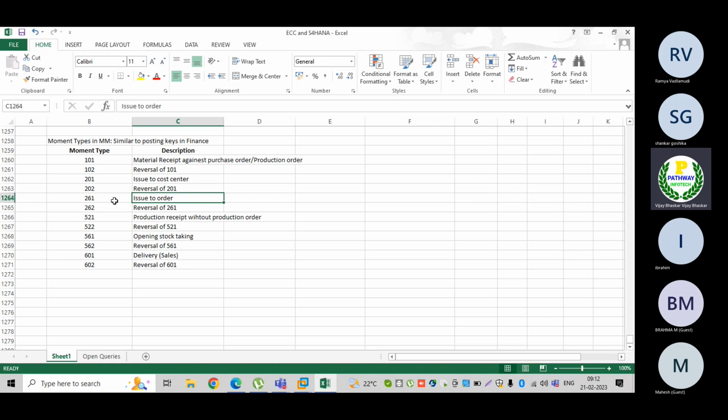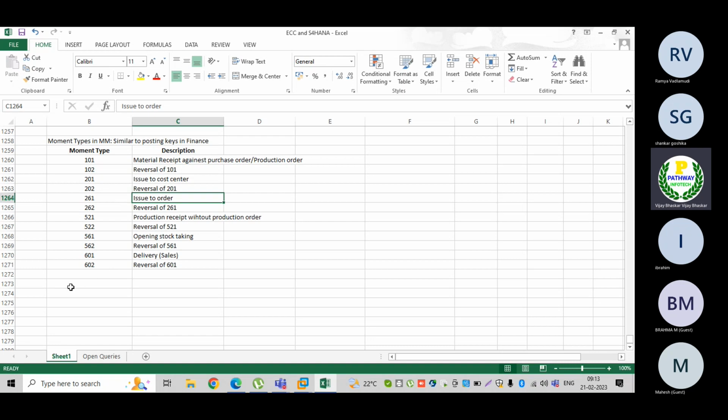Then we have discussed the movement types. The next important thing is transaction keys. What is meant by transaction keys? The movement types identify my business transactions. For what purpose would I require the transaction keys?